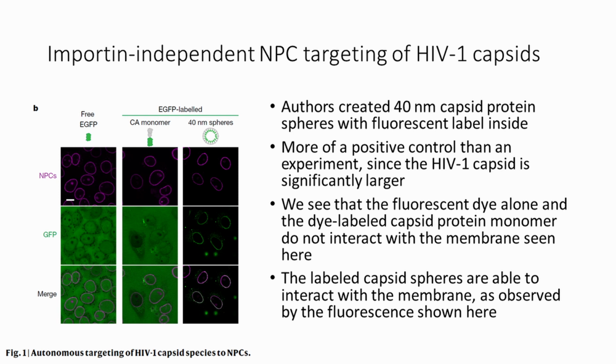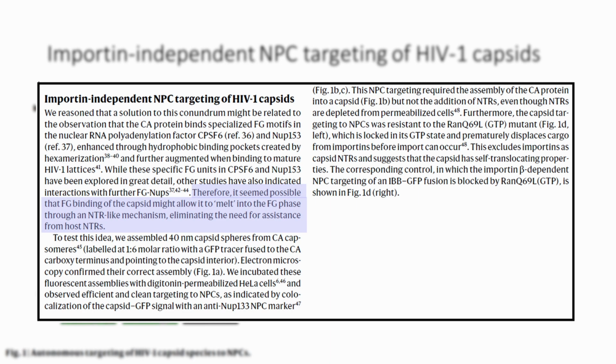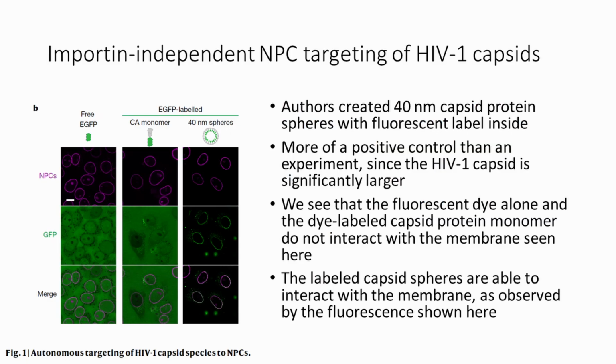The experimental design here was to check if they could see a few things. Number one, if they could catch an interaction between the membrane and their surrogate capsid sphere, and number two, if importins are necessary for the capsids to enter the cells. Importins are often used to help cargo pass through a nuclear pore channel.